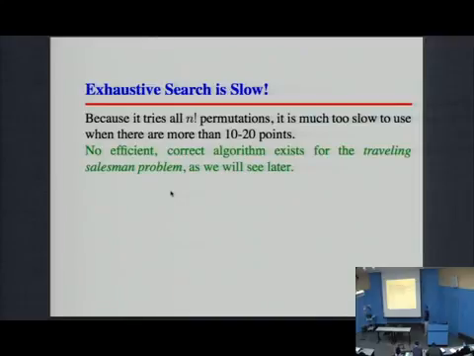And it's a well-known example of what we will call an NP-complete problem, a problem for which there is no fast algorithm, no matter how clever you are. And we will talk about that at the end of the semester. Any questions about that?